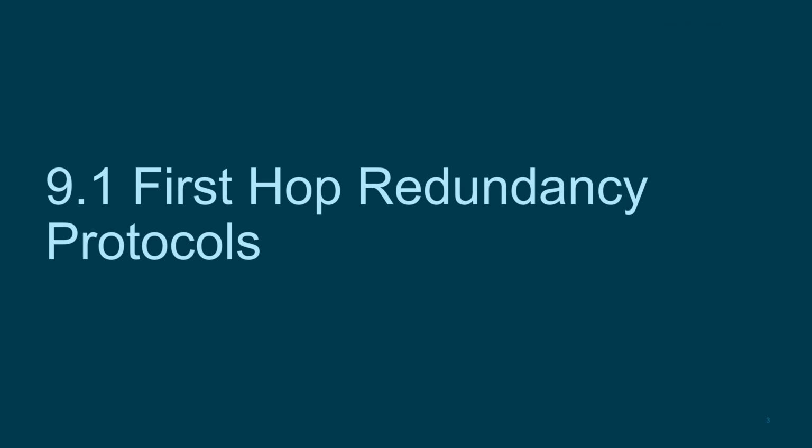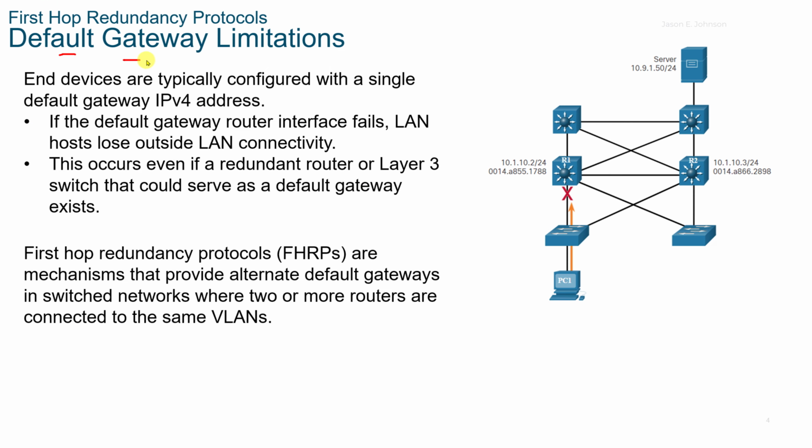9.1 First hop redundancy protocols. Now, default gateways have some limitations. End devices are typically configured with a single default gateway IPv4 address, and if the default gateway router interface fails, LAN hosts lose outside LAN connectivity. This also occurs if a redundant router or a layer 3 switch that could serve as a default gateway exists. So first hop redundancy protocols, or FHRPs, are mechanisms that provide alternate default gateways in switched networks where two or more routers are connected to the same VLANs.